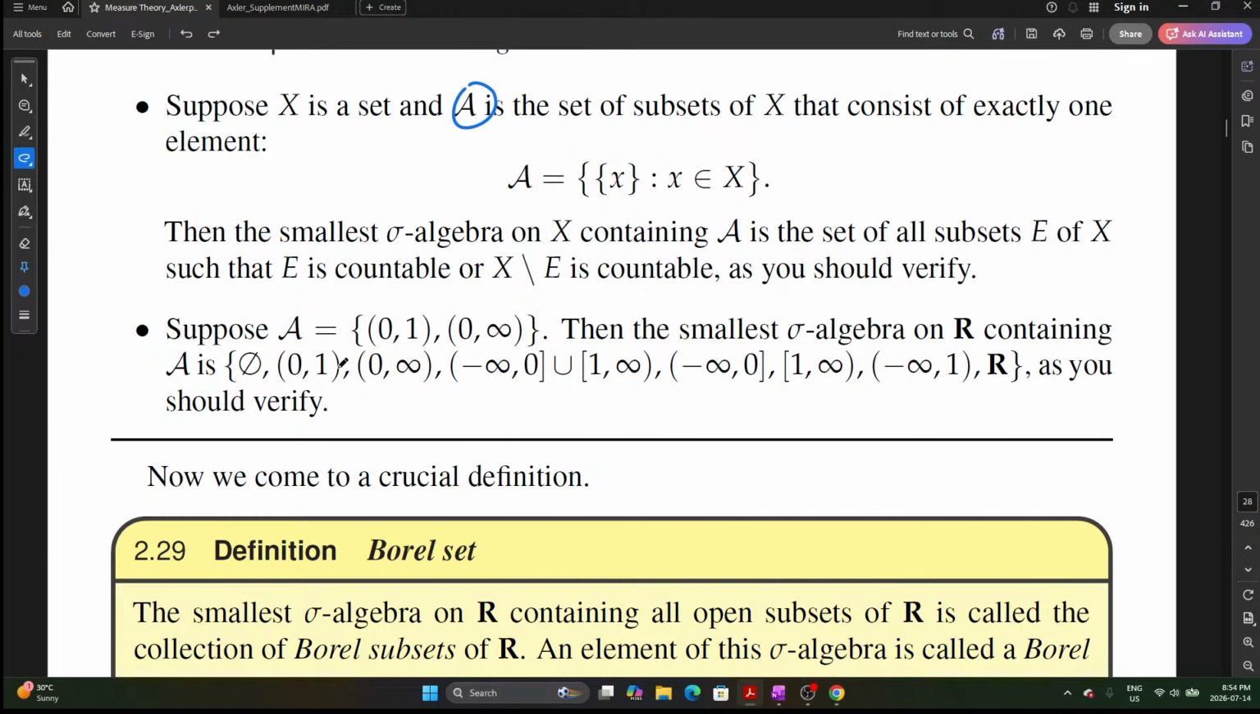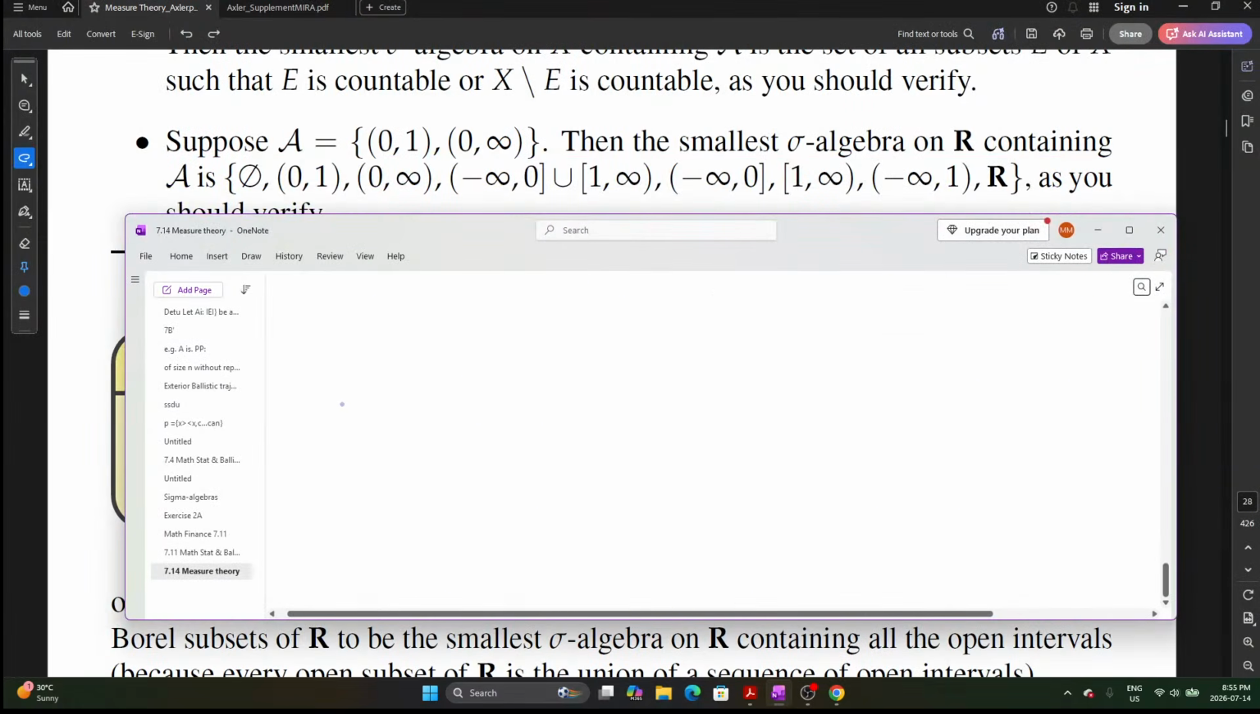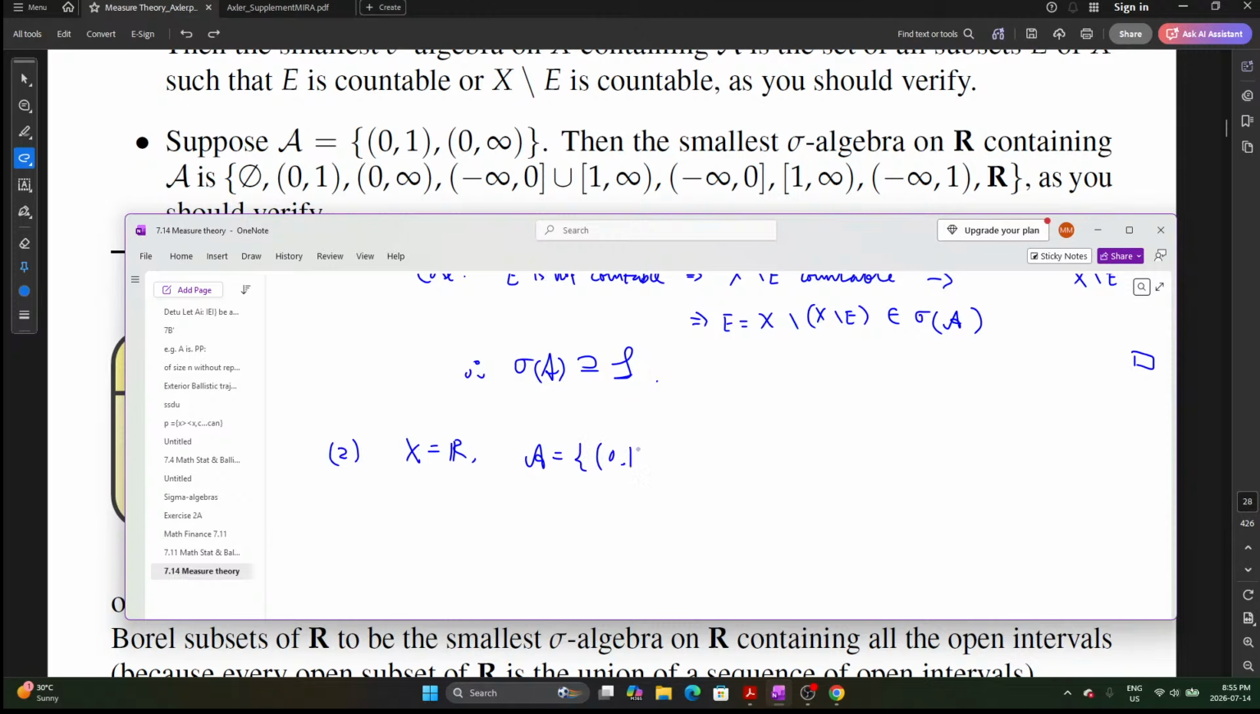Second one. Suppose A is just two sets, the open interval 0 to 1 and the open interval 0 to infinity. Then the smallest sigma algebra on R containing A is the following, as you should verify. Wow, this is interesting. You now have an explicit construction. So let's write that down. Second example: X is R, and A is just two sets, (0, 1) and (0, infinity).